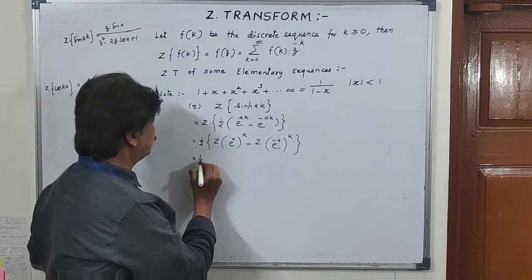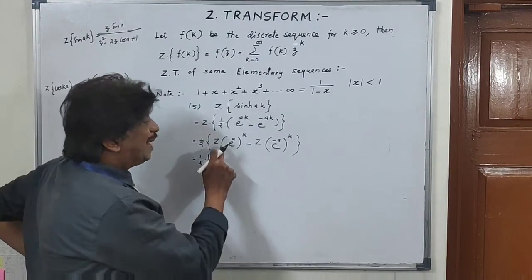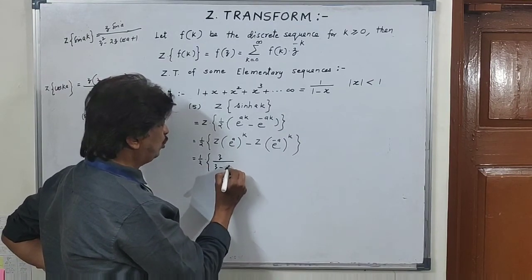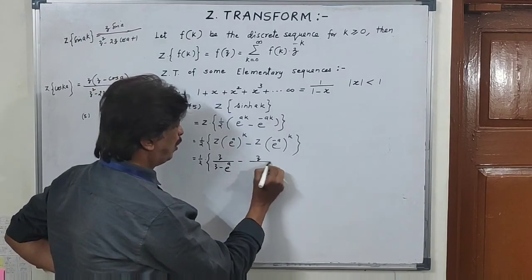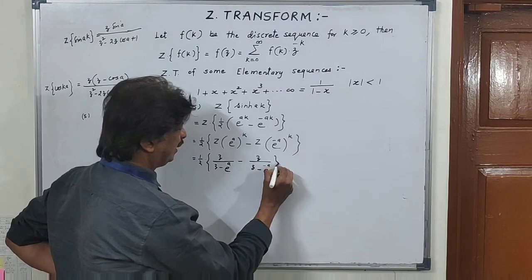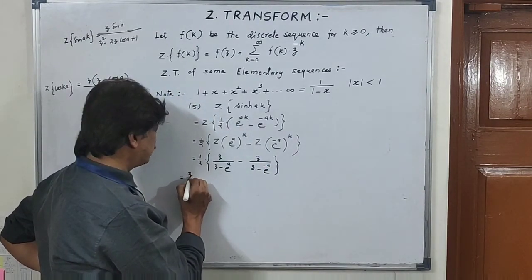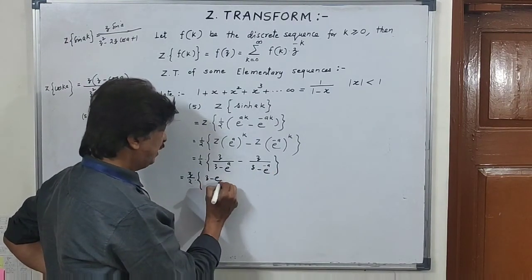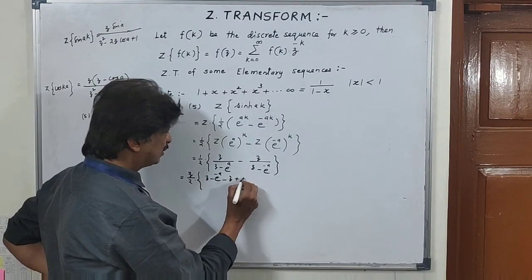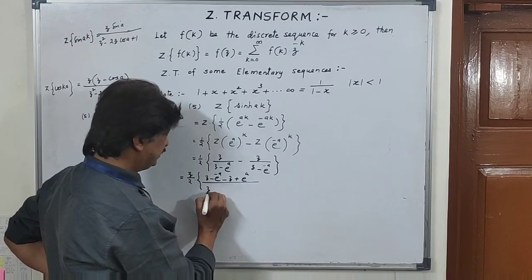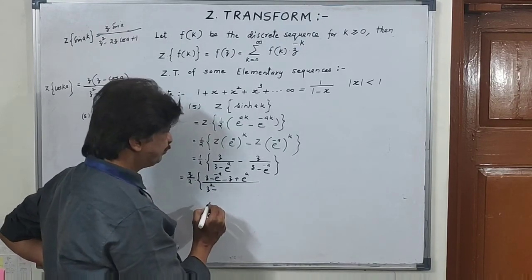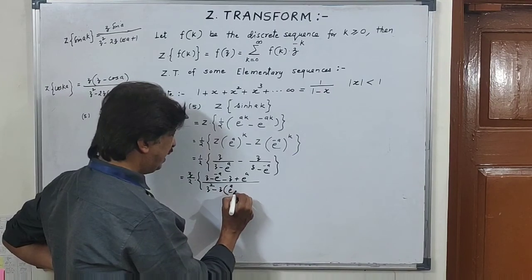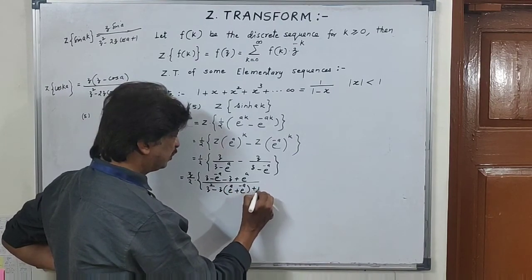1 by 2 times Z transform of e to the power k, Z upon Z minus e to the power A minus Z upon Z minus e to the power minus A. So it is equal to Z by 2 times, I am simplifying this directly, Z minus e to the power minus A minus Z plus e to the power A upon Z square minus Z into e to the power A plus e to the power minus A plus 1.